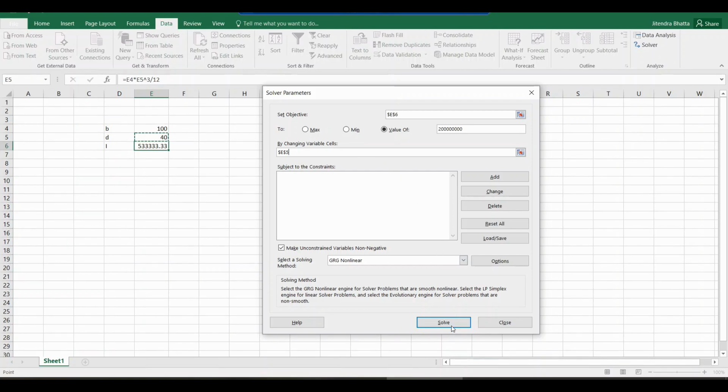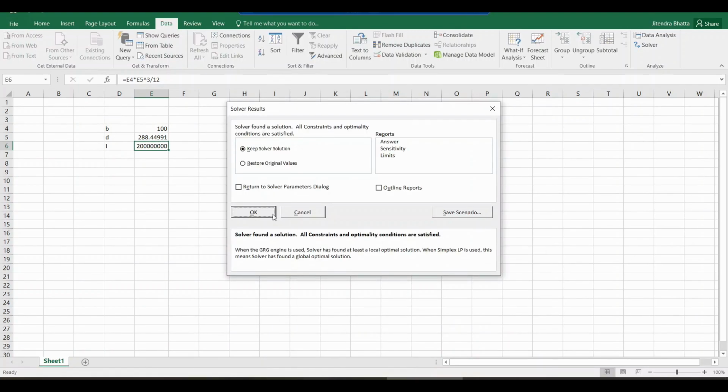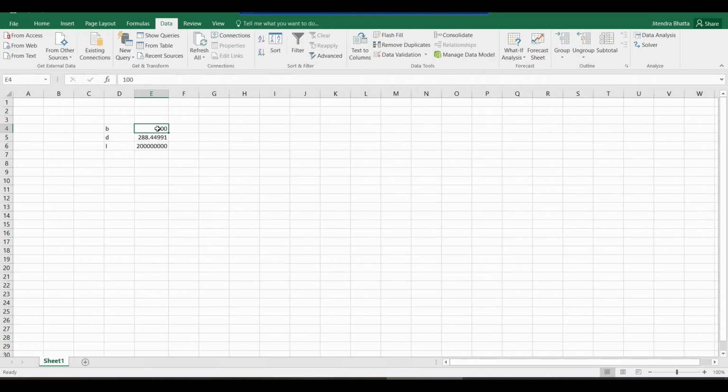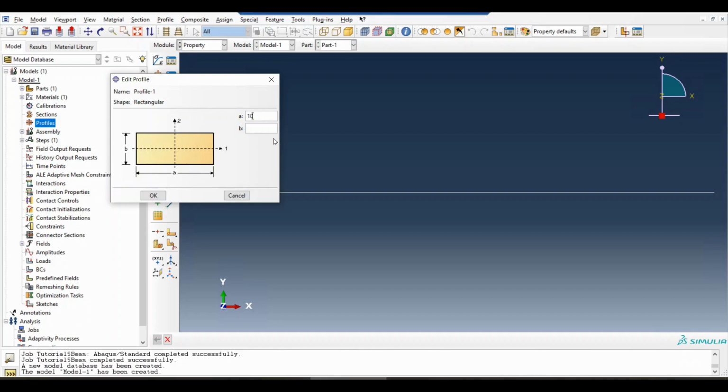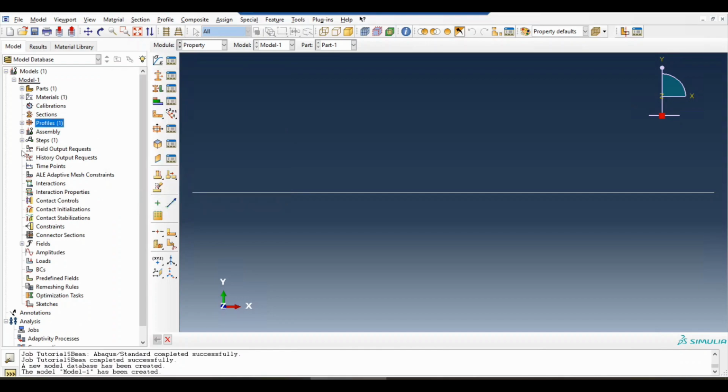So when you click solve, you'll see that it returns the value of 288.44, which gives the moment of inertia as you require. So you can say okay, our width will be 100 and our depth will be 288.45. So we go to ABAQUS, we can write 100 and then 288.45. OK, now you will have your profile.